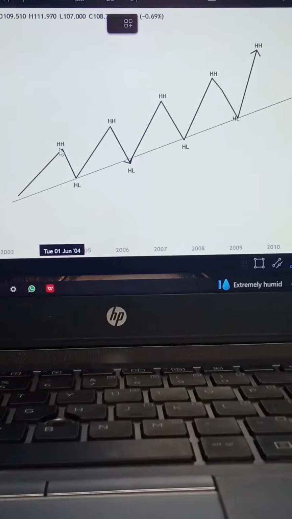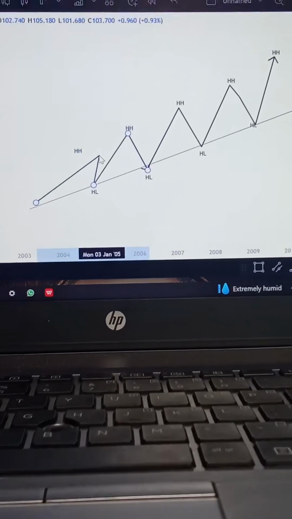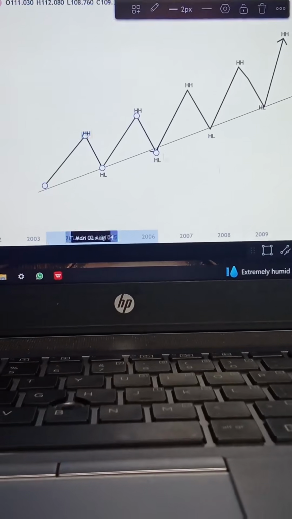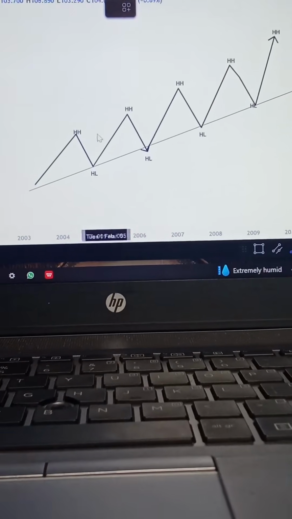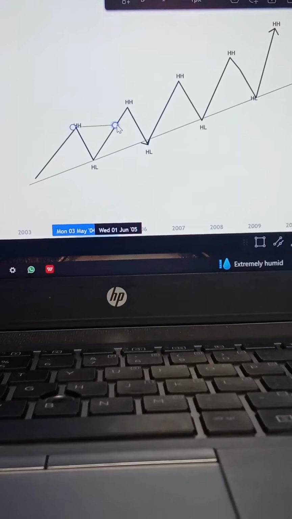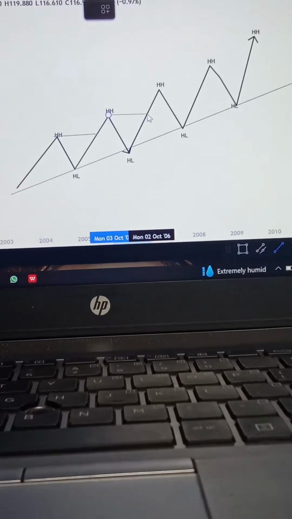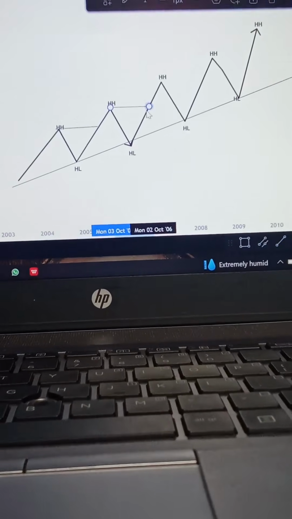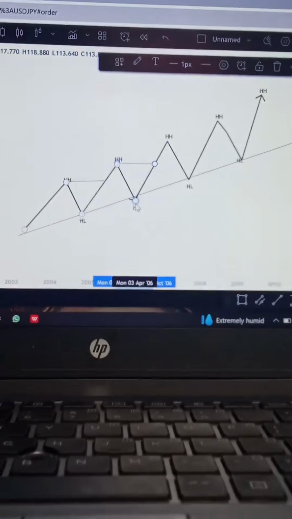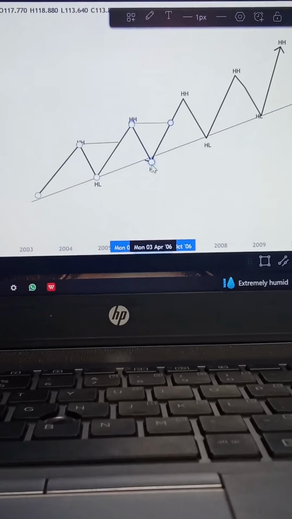And for traders that trade the SMC concept, maybe you can just come here and draw your break of structure, draw all your break of structures and mark out your demand zone and wait for price to come and mitigate. This is what we've been typically taught.